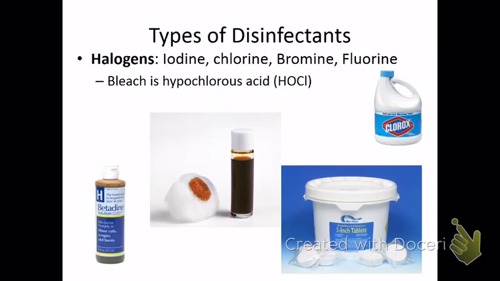Halogens, think about the periodic table. The halogens were right in a row. So iodine, the brown iodine. Chlorine is often used in swimming pools. Bromine is oftentimes used to clean drinking water. And fluorine, which we use as fluoride in toothpaste, right? Bleach is a hypochlorous acid, so it's made of chlorine. So those are some examples of halogens: iodine, chlorine, bromine, and fluorine.